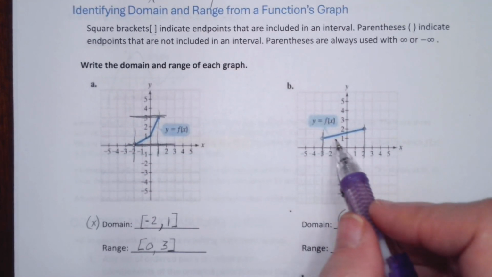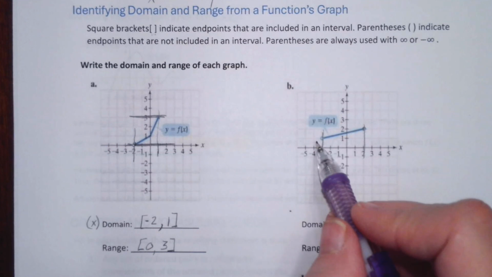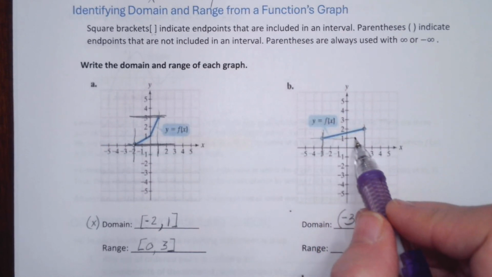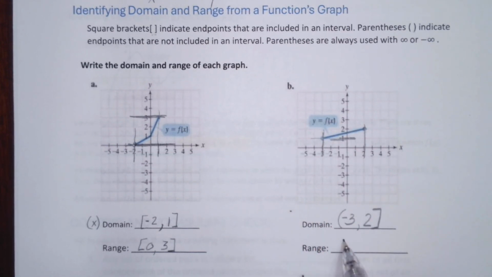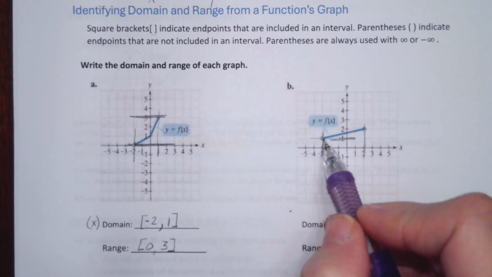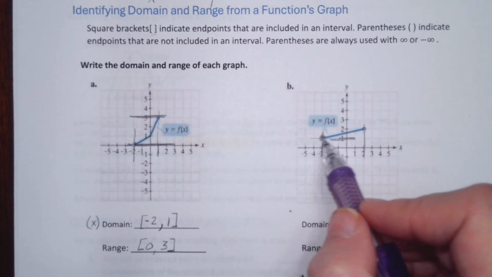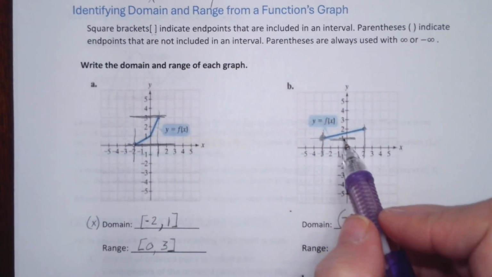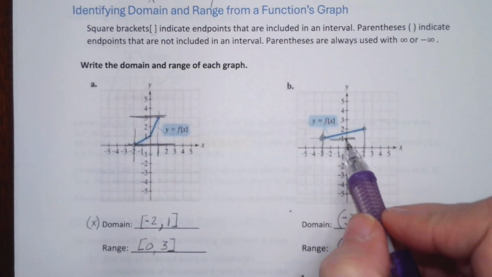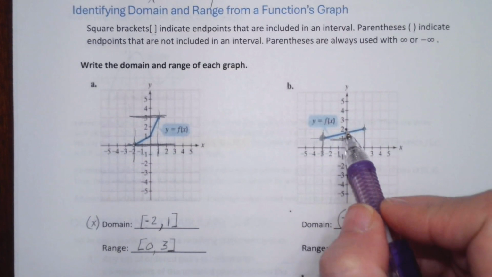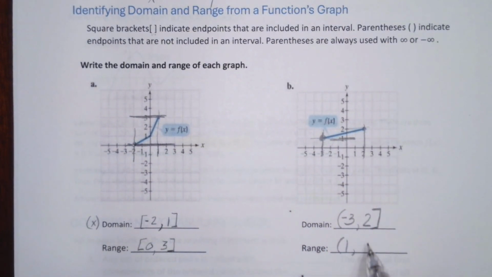For my range, I'm going to go along the y-axis and ask what's my lowest point, which is right here, which is a 1. I'm going to use a parenthesis because this is an open dot. It's kind of hard to see right now, but that's an open circle. And how high does it go? Here's my y-axis, and it just goes to 2. So this would be comma 2, and close the bracket.